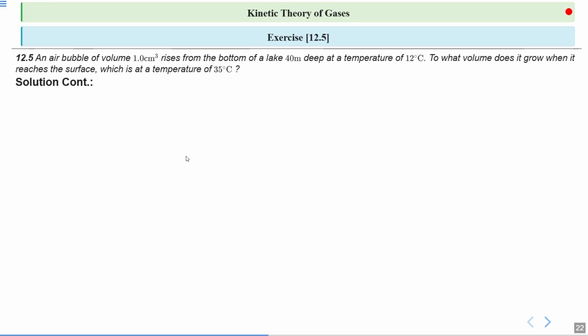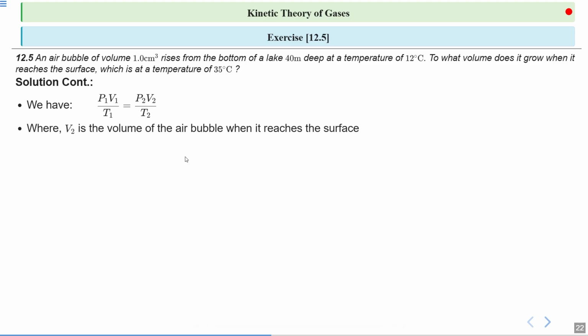Now the ideal gas law in a form that relates initial and final states: P1 V1 upon T1 is equal to P2 V2 upon T2. This equation helps us understand how pressure, volume and temperature are interrelated for a gas. In this equation, V2 represents the volume of the air bubble when it reaches the surface. Now we rearrange the equation to solve for V2. So V2 is equal to P1 V1 T2 divided by T1 into P2.